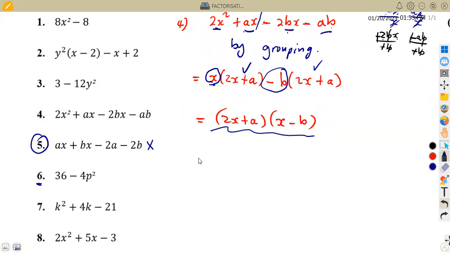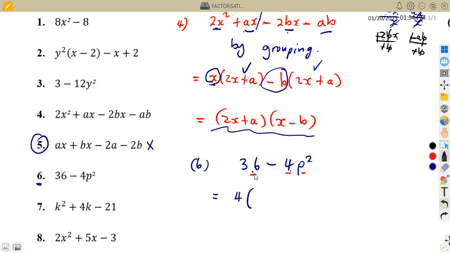But let's just see this question 6. Let me just work it so that we can learn something here. We could have applied our difference of two squares direct, but take note on this part because 36 is a perfect square. 4 also, it's a perfect square. P squared is a perfect square, but there is a common factor. Before we apply that difference of two squares, we are supposed to factor out the highest common factor, which is 4. 36 and 4, 4 is the highest common factor.